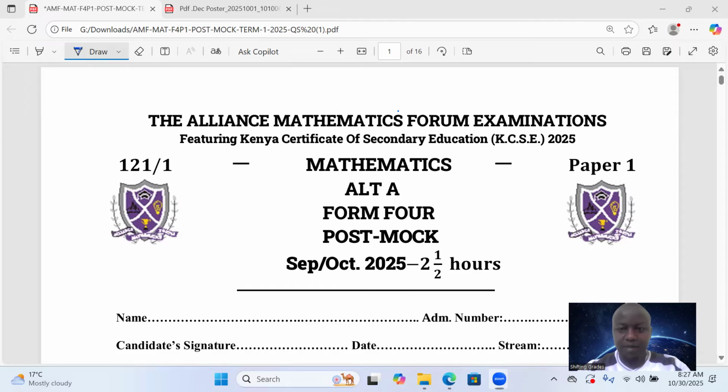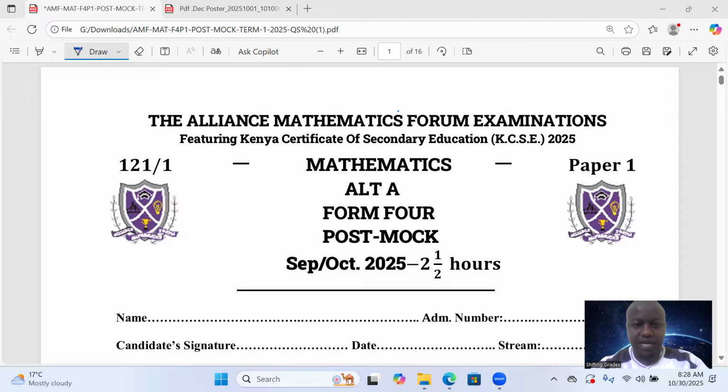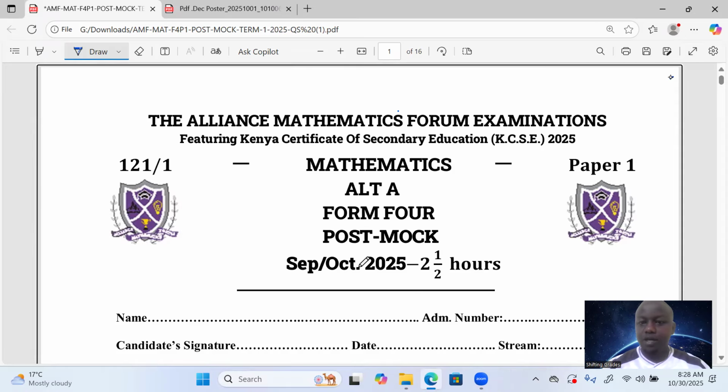We shall be discussing Mathematics Paper 1, Section 2. In the recent past, we've been discussing the Section 1s, but today we shall be revising Section 2 in preparation for the KCSE 2025.